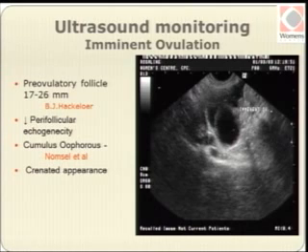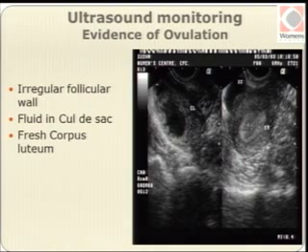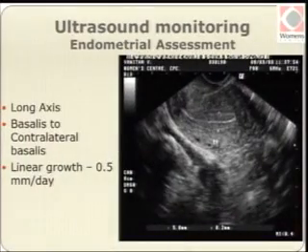Perifollicular echogenicity is something that helps you with timing. Cumulus oophorus may help with the timing, and a crenated appearance on the inner lining of the follicle may help you with the timing. Irregular follicular wall, fluid in the cul-de-sac and a fresh corpus luteum tell you that it has already happened. Endometrial assessment helps also.